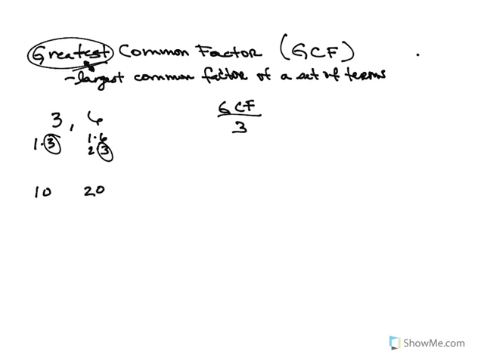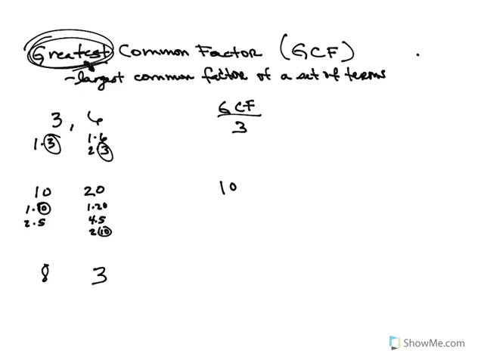So here we go. Let's do 10 and 20. Factors of 10: 1 and 10, 2 and 5. Factors of 20: 1 and 20, 4 and 5, 2 and 10. When we look at them, they have 5 in common, but they also have 10 in common. What are we looking for? The greatest. So what is the greatest common factor? 10.